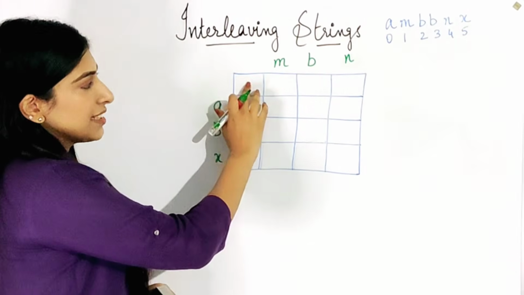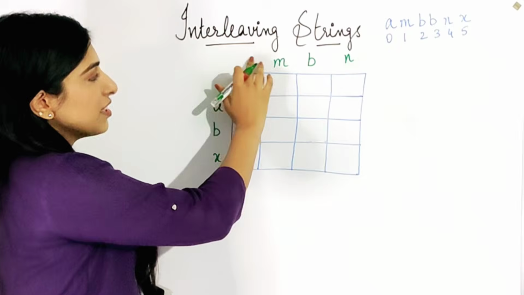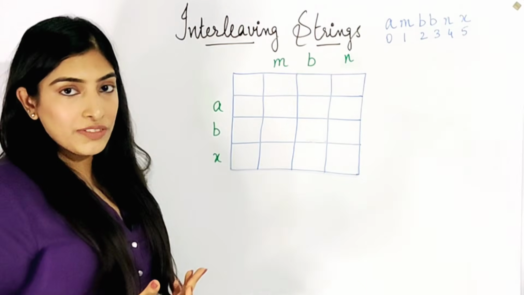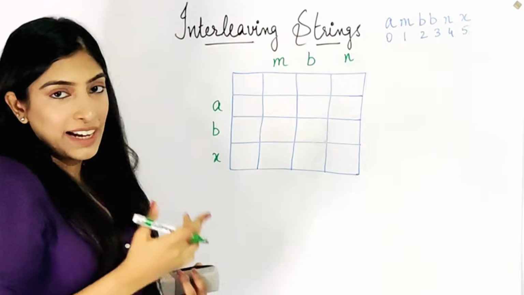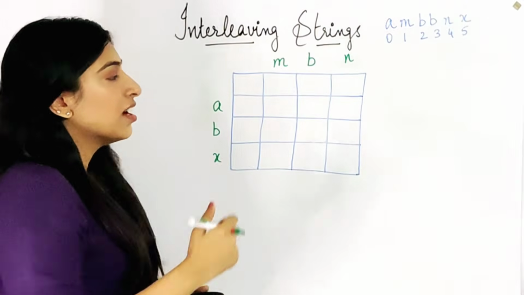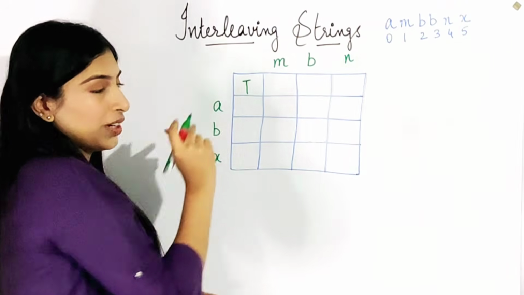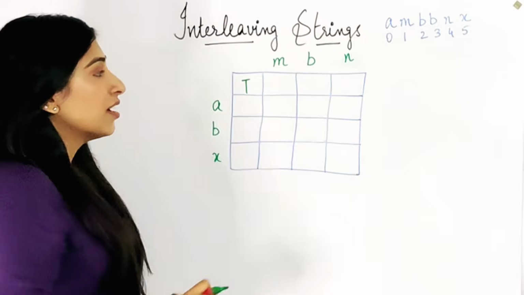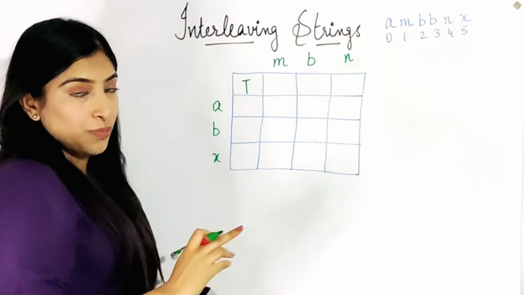Okay, so let's consider the first box. If both the strings are empty, then how many characters are we considering? 0 plus 0, that is, we are considering an empty string. So obviously the answer will be true over here. Okay, so this is done. Now let's start filling our first row.